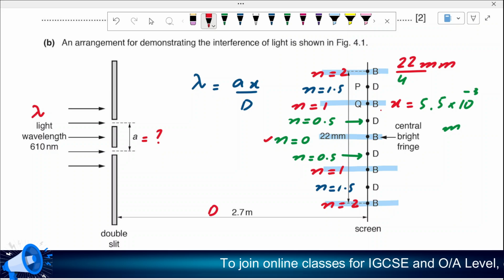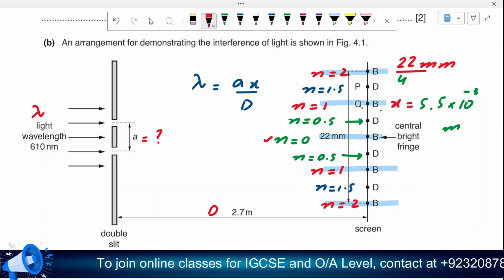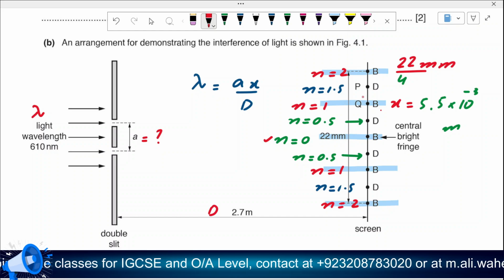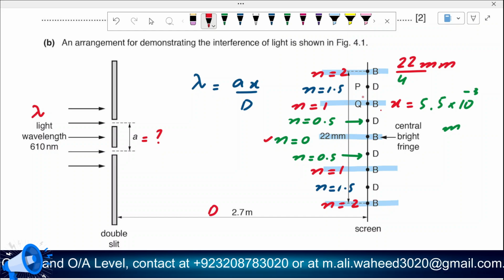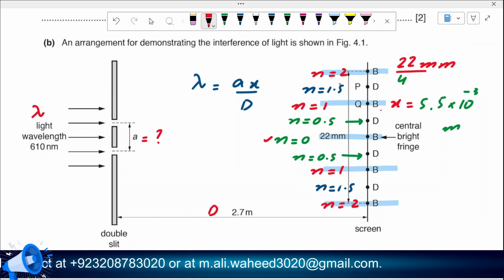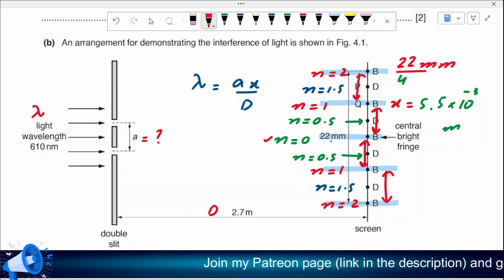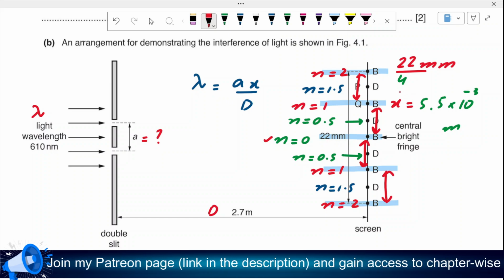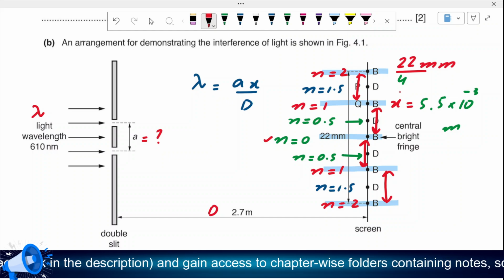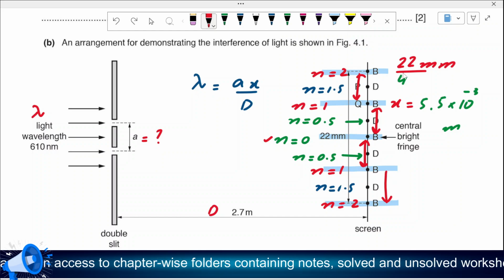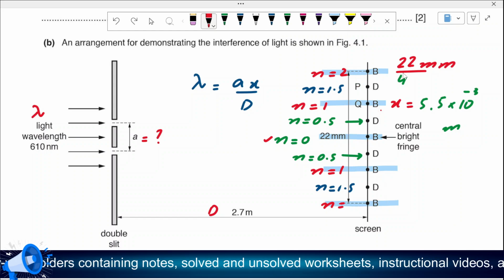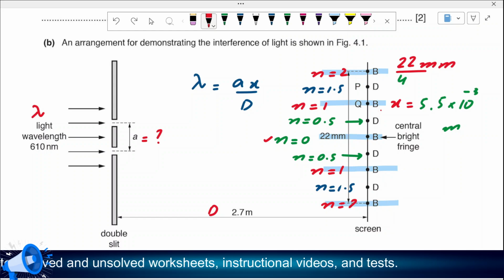So this is a situation that we have. And thereby we can find the value of X, which is the distance between any two consecutive, either you can say bright fringes or dark fringes. So distance between the first two, distance between the second two, distance between 3 bright fringes, distance between 4 bright fringes. So 22 millimeters is distance between 4 bright fringes. Hence, the distance between 2 bright fringes would be 22 divided by 4. But what is the point? Let's get back to the question.